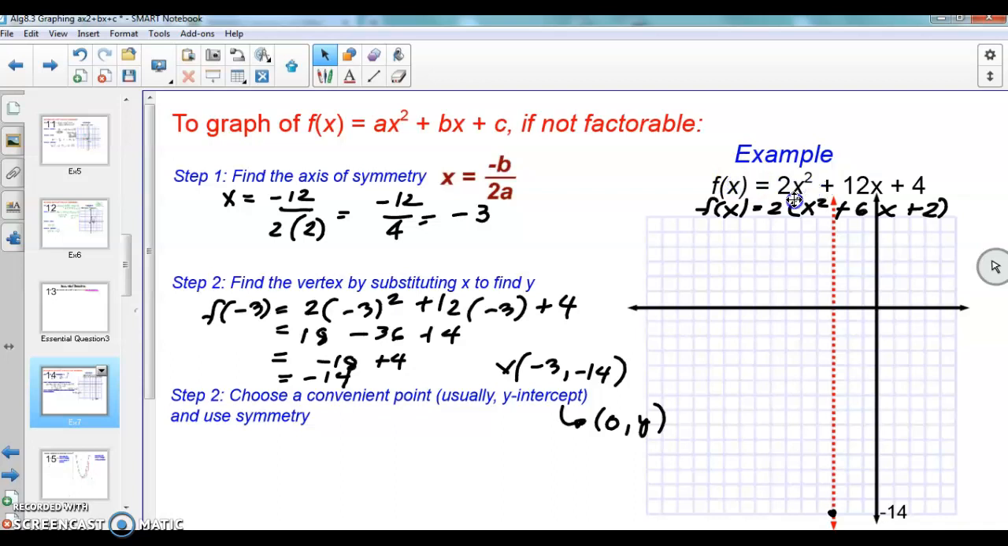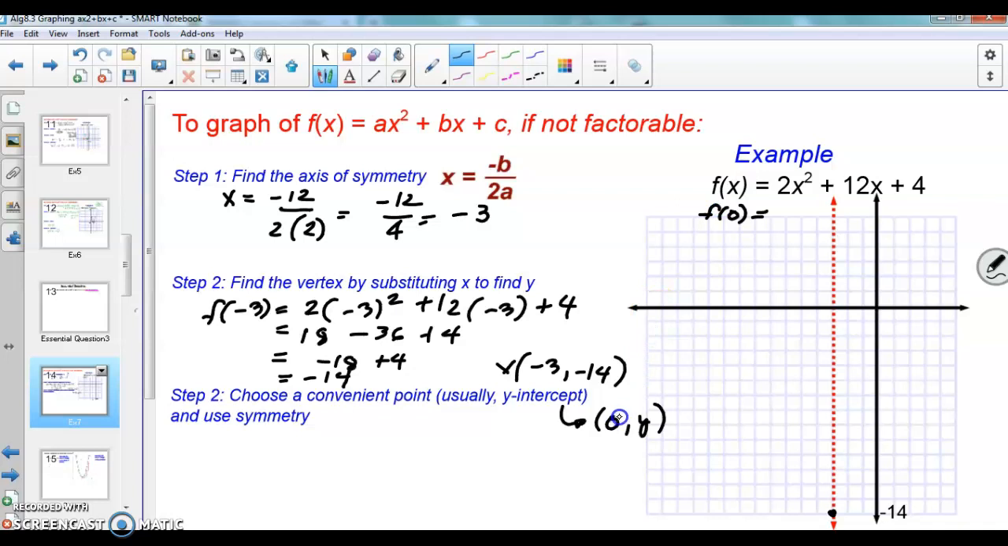Either you use the original function or the factored out version. So let's say you want to use the original function. Let me erase this one because it's not factorable anyway. So if we use the original function, let's plot f of 0. So when x is 0, we're trying to get the y-intercept. So this will become 2 times 0, which will become 0. And then 12 times 0 will also become 0. So what's left? Well, you have the value of c, which is 4. That's your y-intercept. So that means one point on the graph is actually 0, 4. So where is that point? This is 0, and then you go 1, 2, 3, 4. That's your convenient point, which is 0, 4.